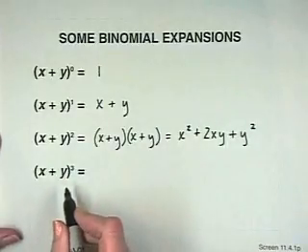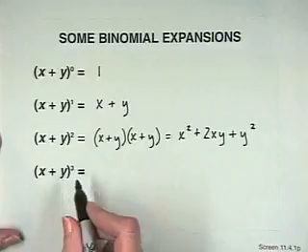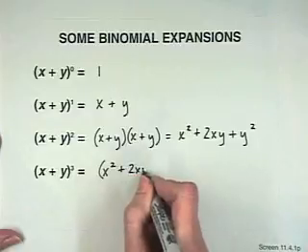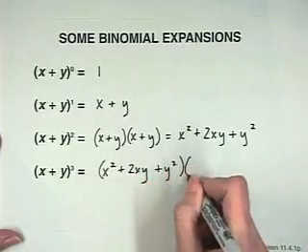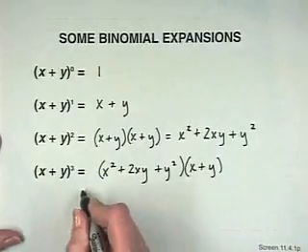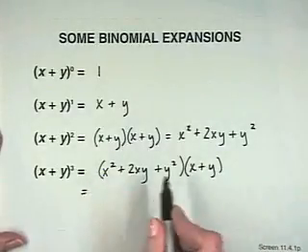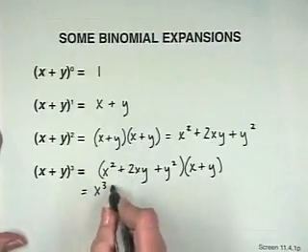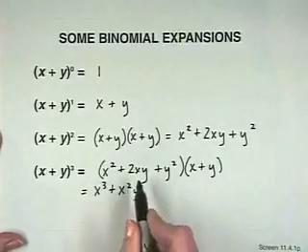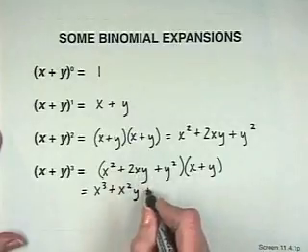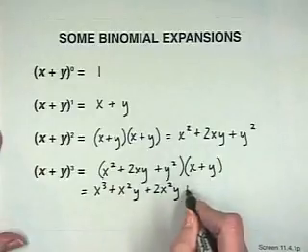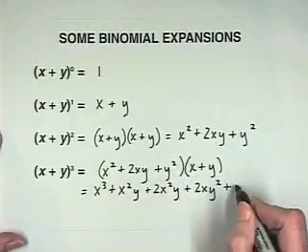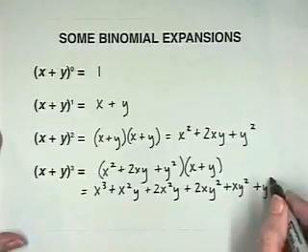When we multiply x plus y times itself 3 times, we can end up taking the product that we got when we squared, x squared plus 2xy plus y squared, and multiplying it times x plus y again. Here, let's multiply both x plus y times x squared first. That will give us x cubed plus x squared y. Now, 2xy times both terms gives us 2x squared y plus 2xy squared. And finally, y squared times both gives us xy squared plus y cubed.